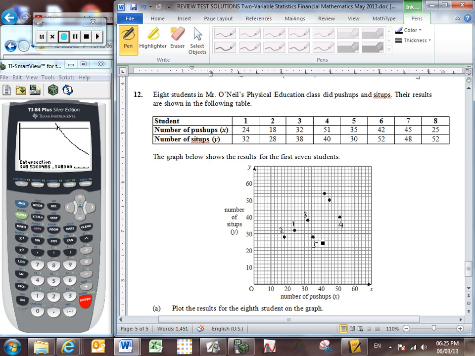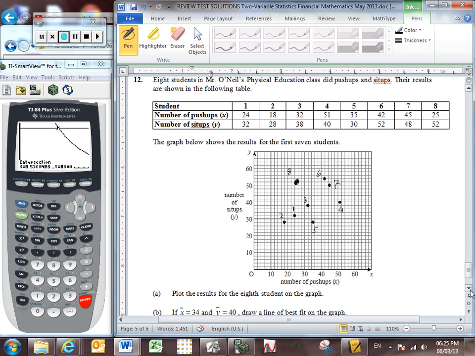Wait. Has that one been graphed? 42, 52. Maybe that's what this one's supposed to be. It seems a little off, but oh well. 7, 45, 48. They all kind of seem off, but oh well. And then number 8, 25, 52. 25, ooh, we don't have that kid. That's what they mean by the 8th one then. So 25, 52 appears to be right about there. There's my 8th kid.